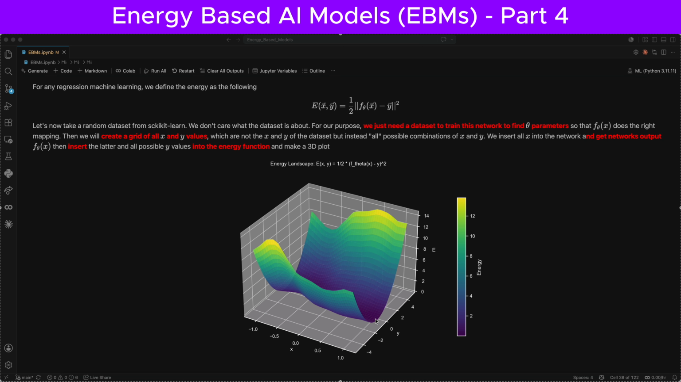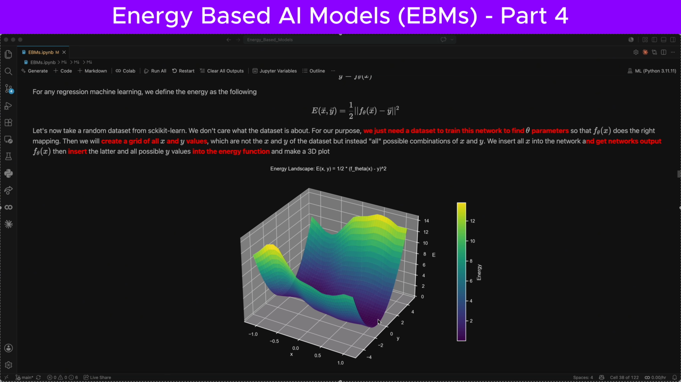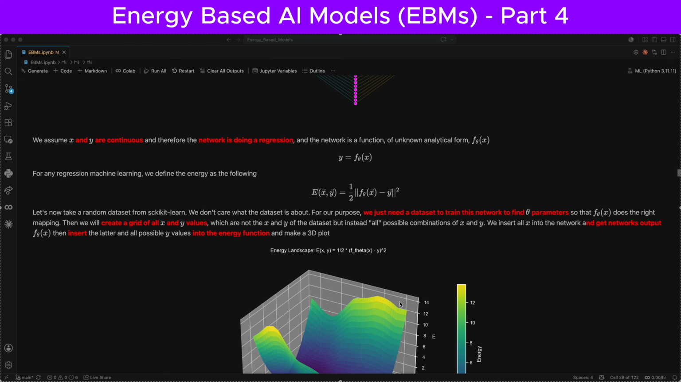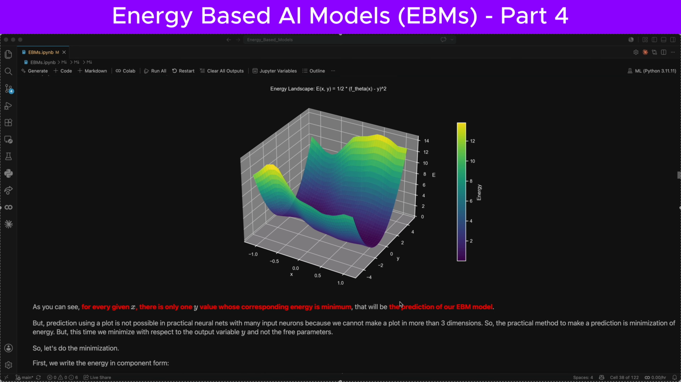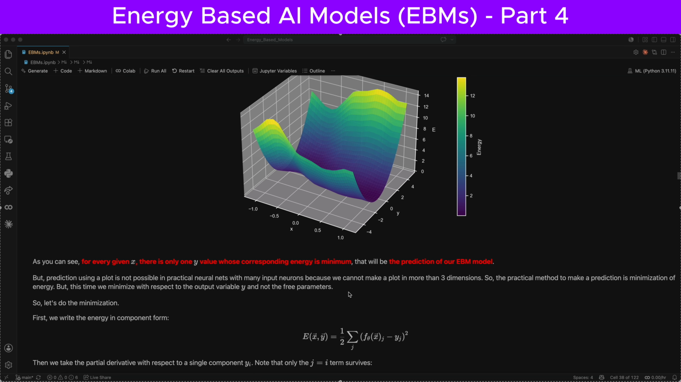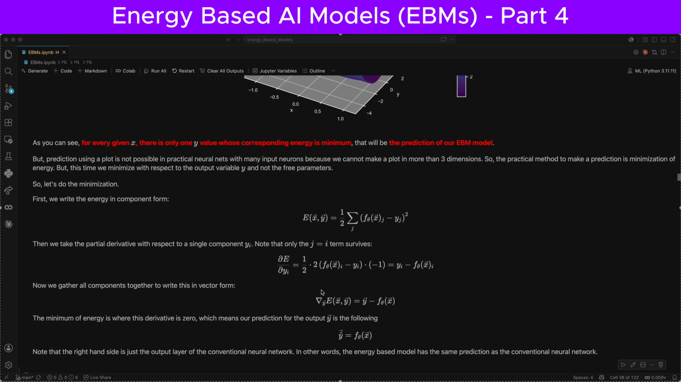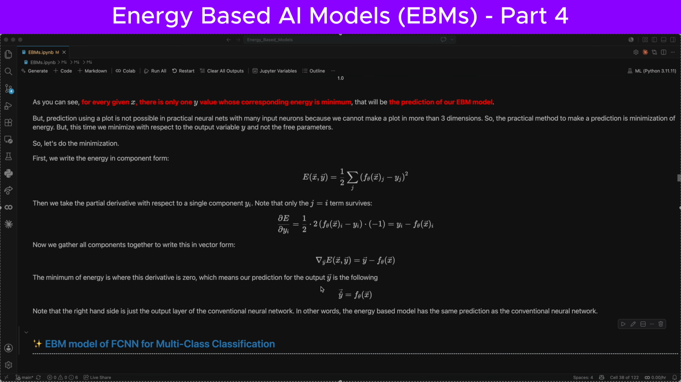That y value will be the prediction of our EBM model. This plot was possible to make since the example network had only one input and one output neuron. That means prediction using a plot is not possible in practical neural nets with many input and output neurons because we cannot make a plot in more than 3 dimensions. So the practical method to make a prediction is minimization of energy. But this time we minimize with respect to the output variable y and not the free parameters theta.